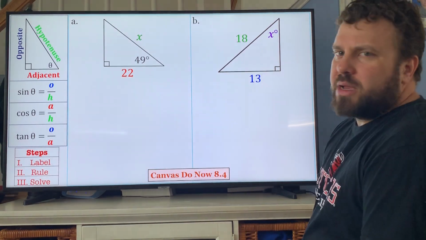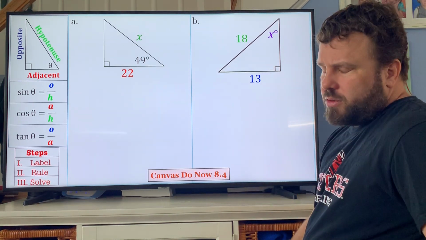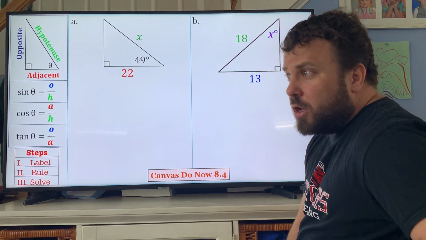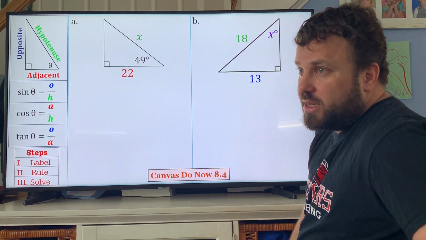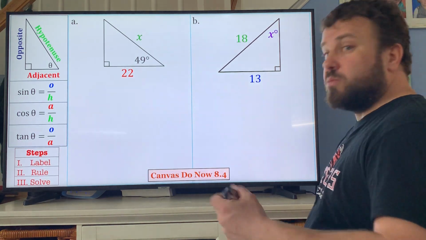Alright, so what I want you guys to do is start by doing the Canvas 2 now, 8.4. This is a typical equation. Make sure, once again, if you are starting fresh with your computer, you put your calculator in degrees. Every time, degrees, degrees, degrees. So, do the problem. You should be done.